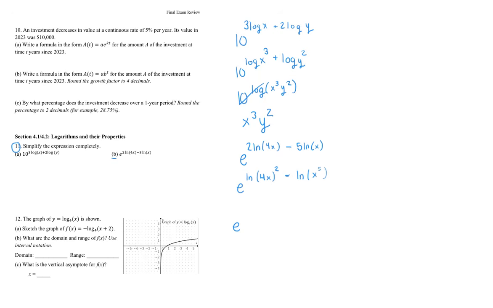Here they're being subtracted, so we know that our x to the 5th is going to be divided. So we have 4 squared x squared divided by x to the 5th. These will cancel out, leaving us an x cubed term on the bottom. The e and the natural log will also go away, so that'll leave us 4 squared over x cubed, equal to 16 over x cubed.